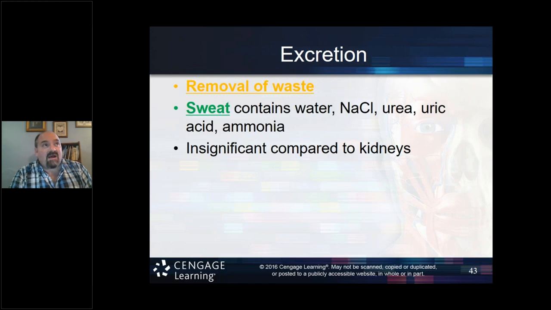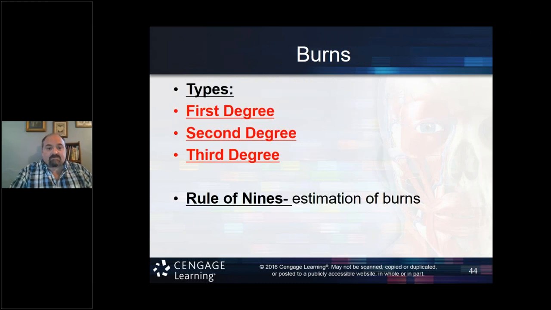Excretion. This is why I mentioned earlier about your quizzes, that even the integument can be a part of removal of waste. Not a whole lot, folks, but sweat can contain water, sodium chloride, urea, uric acid. These are all formed as a result of protein metabolism, ammonia, right? But it's really insignificant compared to what the kidneys do in releasing primary waste products, and also your fecal matter in the digestive system.